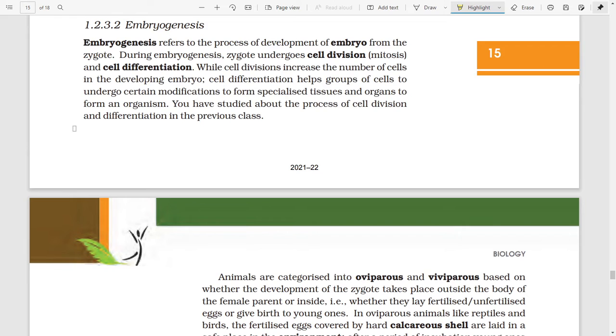Now, embryogenesis. Embryogenesis refers to the process of development of embryo from the zygote. During embryogenesis, the zygote undergoes cell division, which is mitosis, and cell differentiation. While cell division increases the number of cells in the developing embryo, cell differentiation helps groups of cells to undergo certain modification to form specialized tissues and organs to form an organism. You have studied about the process of cell division and differentiation in the previous class.